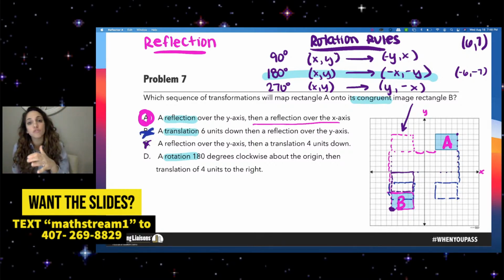So you got to know those rotational rules, middle school, high school people, for sure, so that you can go ahead and understand how to do that without trying to visualize that.